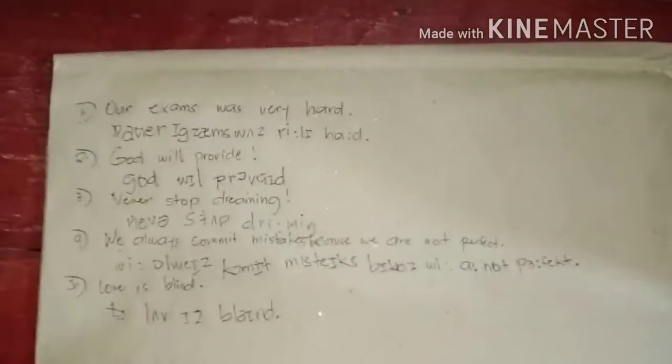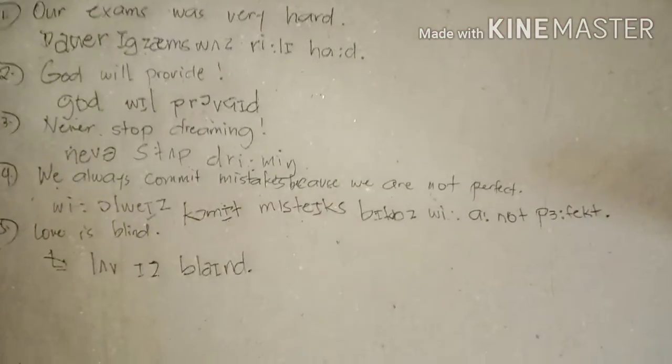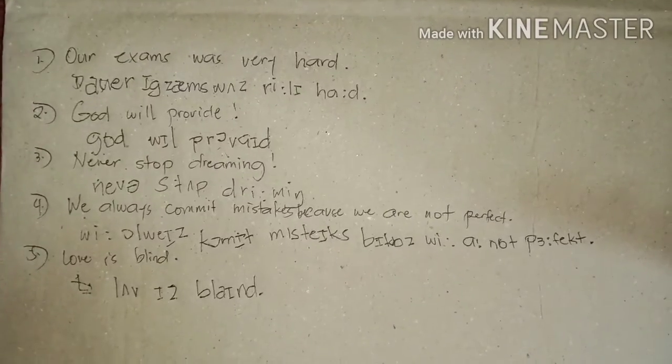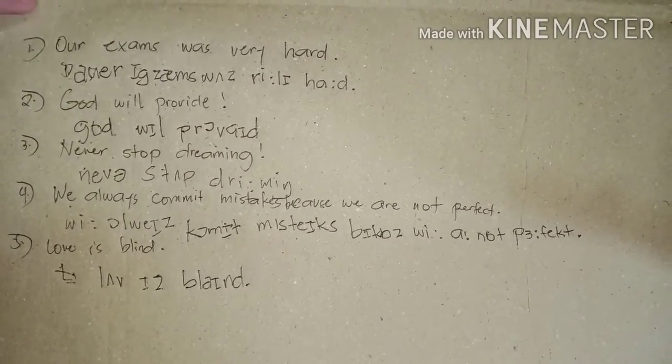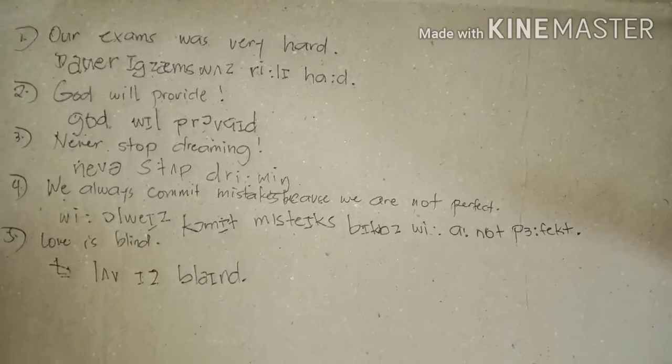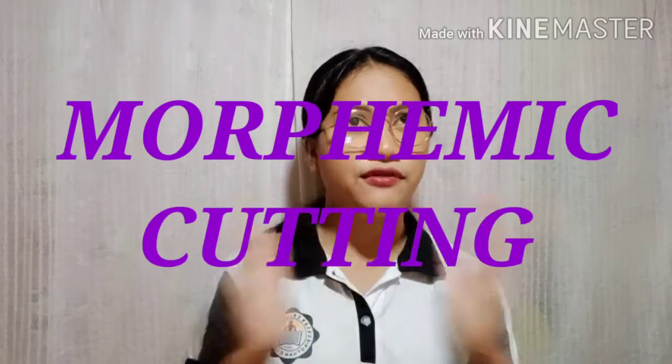As you've noticed, there are changes of letters from an English sentence to an IPA form. It's very simple when you pronounce it correctly, because you can easily spell it right. So we're done already with the IPA, the International Phonetic Alphabet. Now, let's proceed to morphemic cutting.